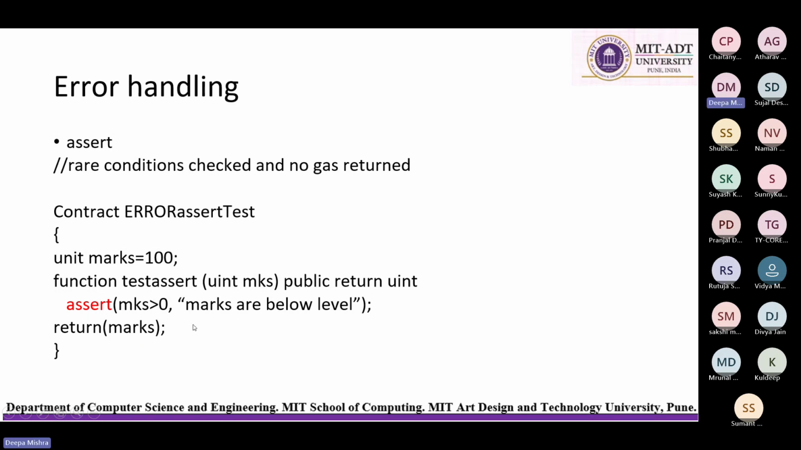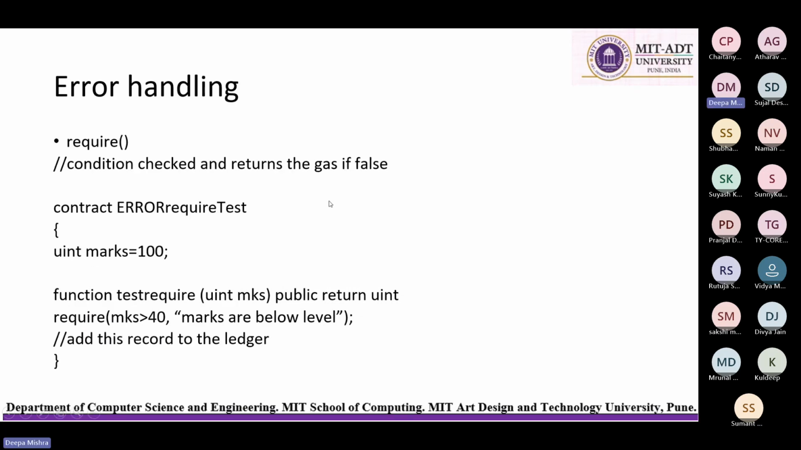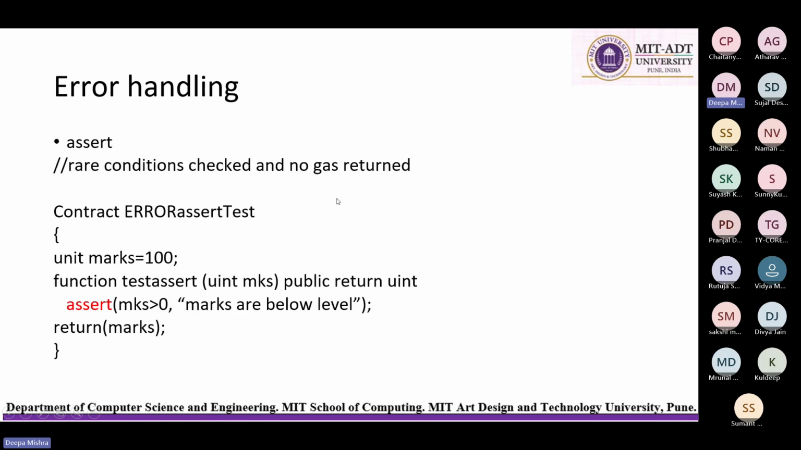If you closely observe, there is no difference between how you write require and assert. The only difference is in the functionality, how assert and require revert. Assert reverts without returning the gas fees, whereas require reverts with returning the gas fees. This is the only major difference. The syntax of writing require and assert remains the same.